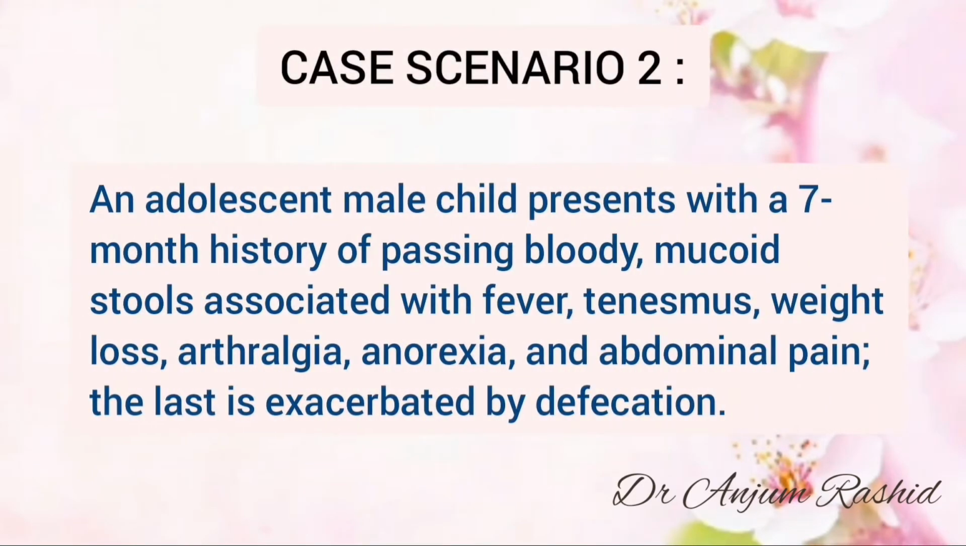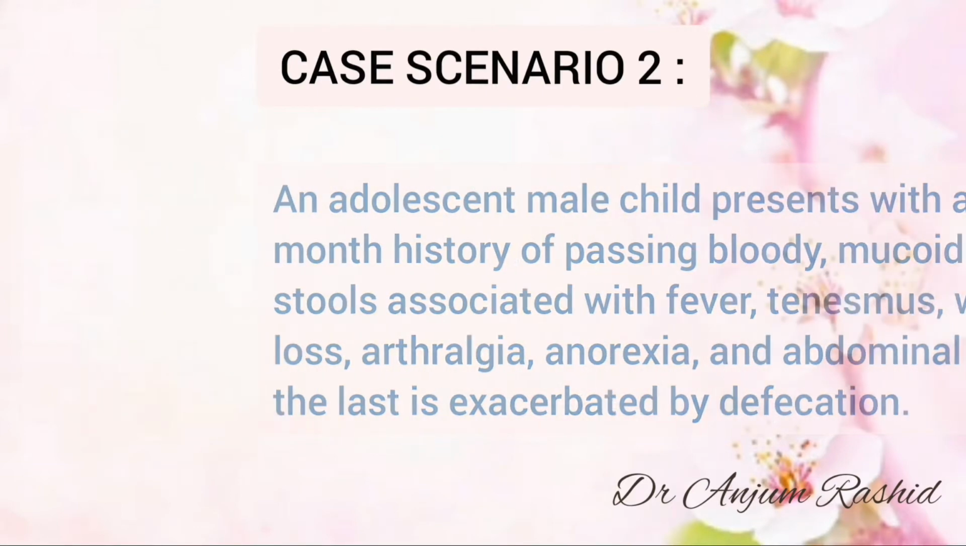Now case scenario number 2. An adolescent male child presents with a 7-month history of passing bloody mucoid stools associated with fever, tenesmus, weight loss, arthralgia, anorexia, and abdominal pain. The last is exacerbated by defecation.